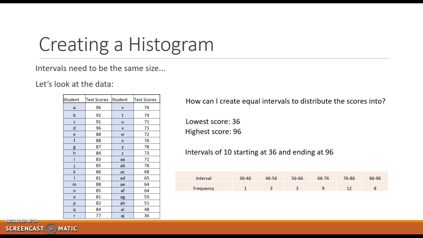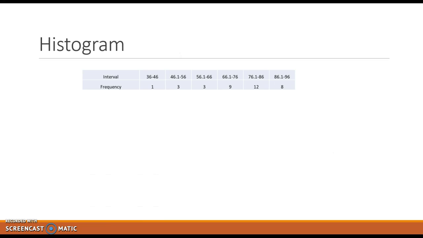In creating these intervals, we can distribute the test data to see the frequency in which test scores fall into each of these intervals. So you can see the interval like 36 to 46, there's one test score that fits in there. From 46 to 56, there are 3. From 56 to 66, there are 3. From 66 to 76, there are 9. From 76 to 86, there are 12. And from 86 to 96, there are 8.